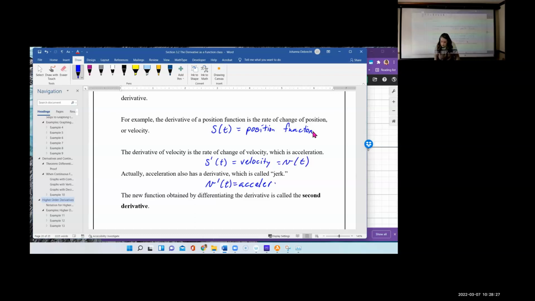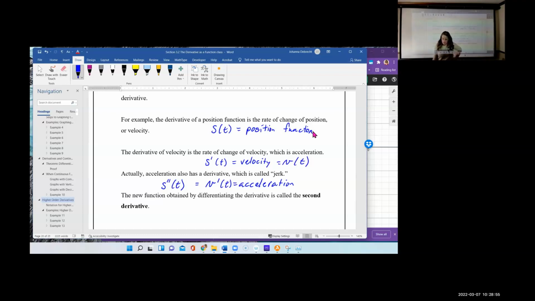But then it's like we've done the derivative twice on the derivative of the position, and we mark that with 2 primes instead of 1. So we have 2 primes, which is the second derivative of position, which is the first derivative of velocity, which gives us acceleration.